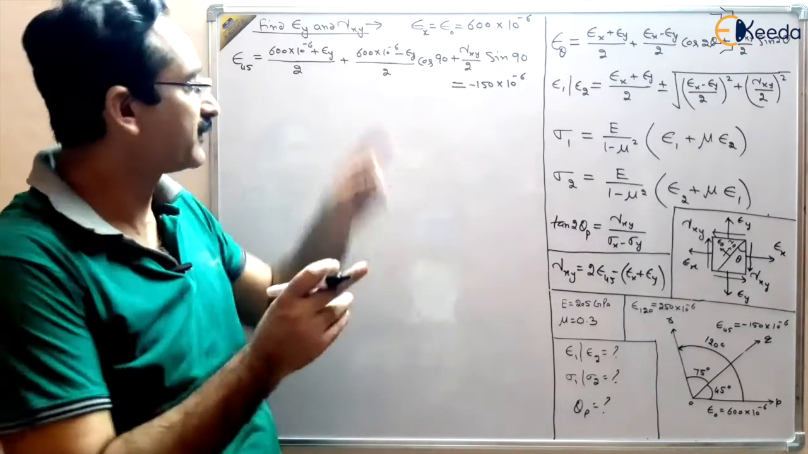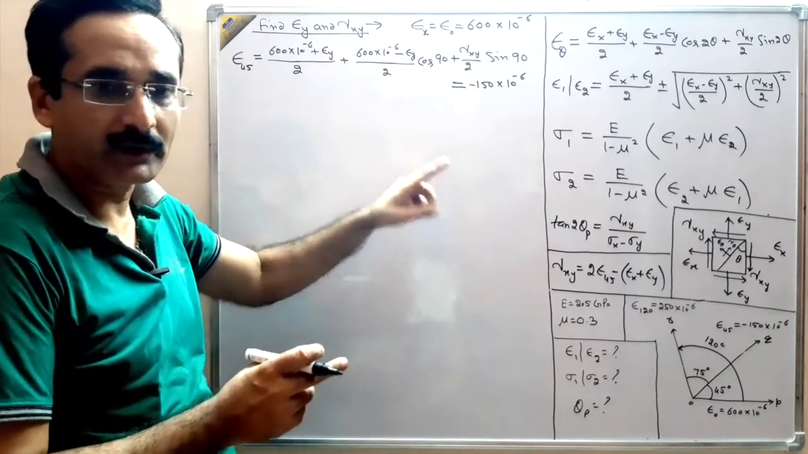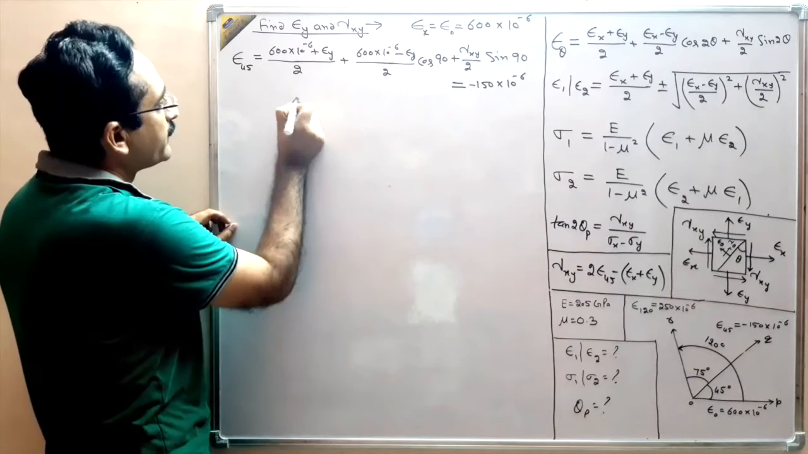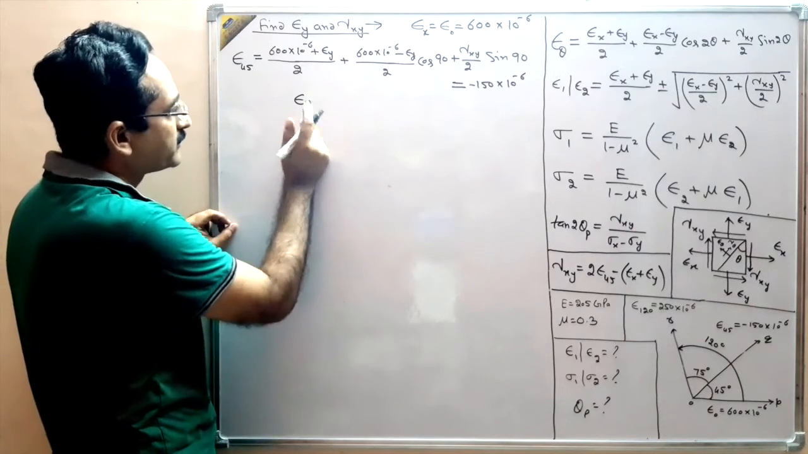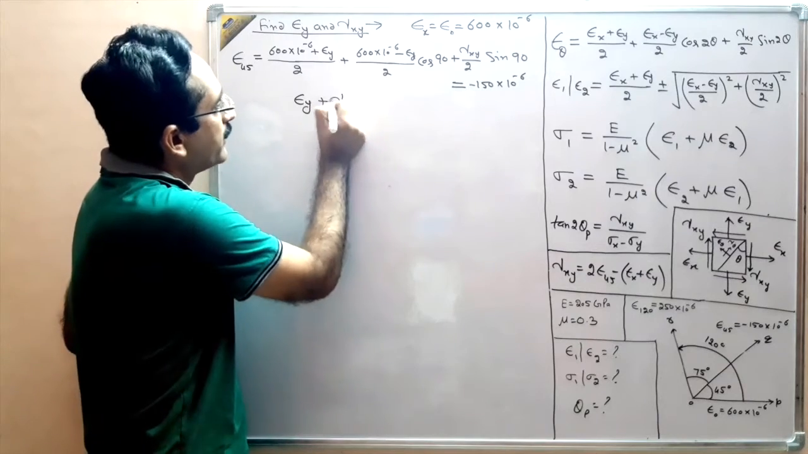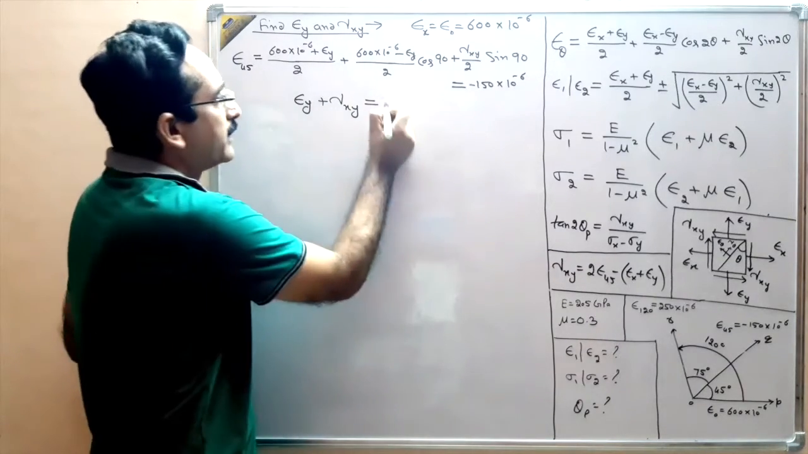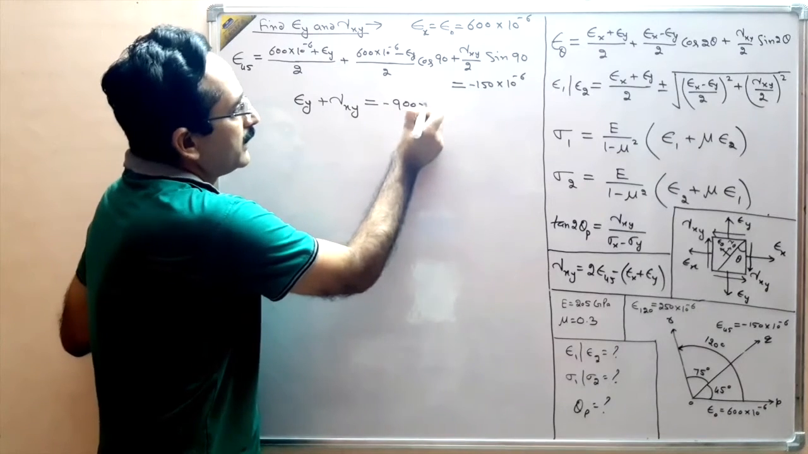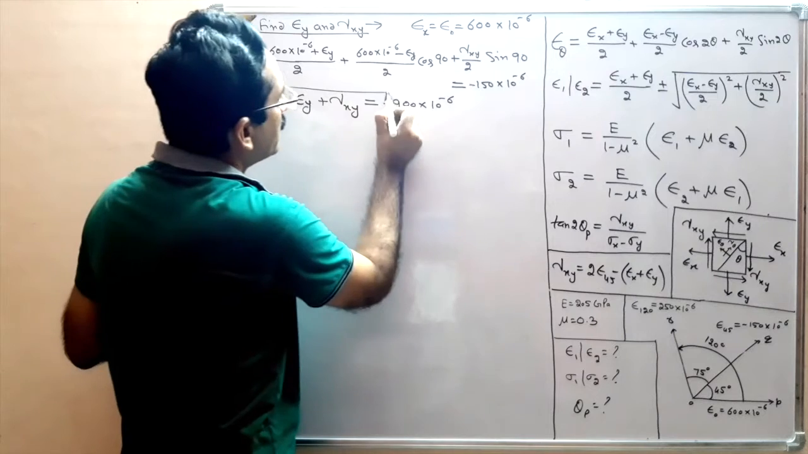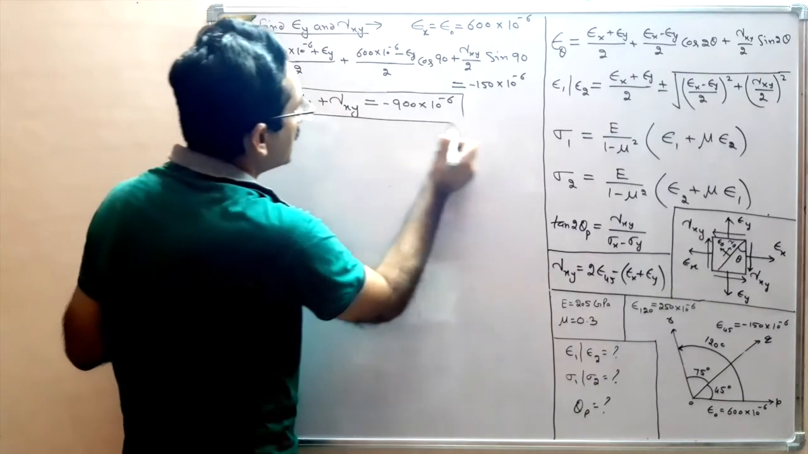So you will get an equation in which there are two unknowns, epsilon y and gamma xy. Solving it, you will get epsilon y plus gamma xy equal to minus 900 multiplied by 10 to the power minus 6. So this is one of the equations for finding epsilon y and gamma xy.